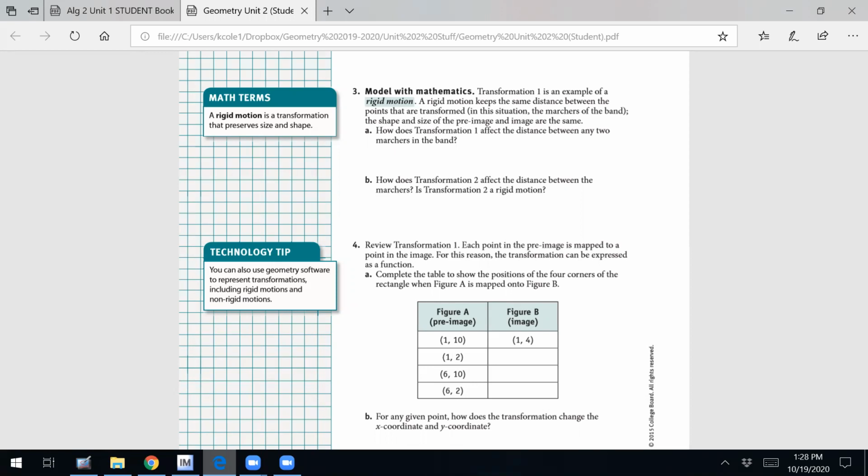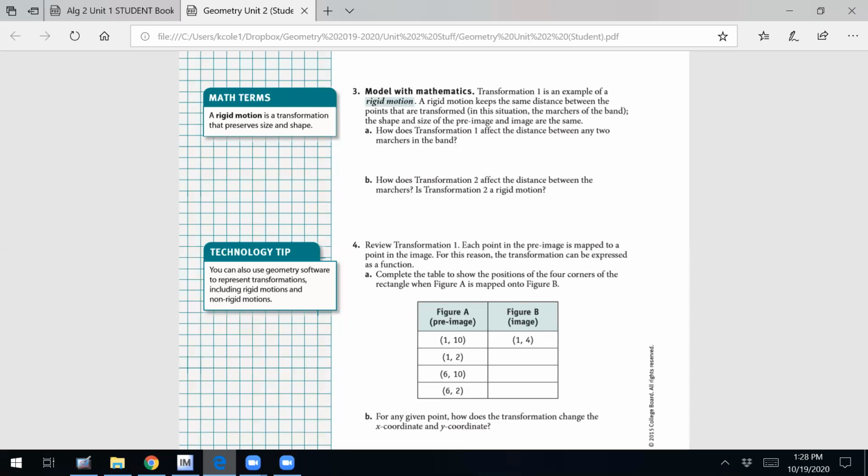Now the next question with 3B says, is transformation 2 a rigid motion? Why not? That's right. It doesn't stay the same size. It doesn't preserve the same size. It is getting larger vertically, obviously. So that is a no. It is not a rigid motion. So if it's not a rigid motion, then what is it? It's either rigid or non-rigid. There's no fancy name to it. Those are your only 2 options, so that one would be non-rigid.